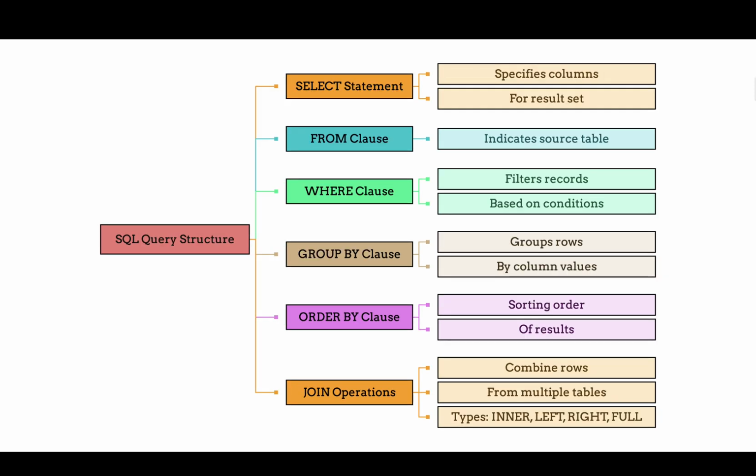SQL query structure. 1. Select statement, specifies the columns to be displayed in the query's result set. 2. From clause, indicates the table from which to retrieve data. 3. Where clause, used to filter records based on specified conditions. 4. Group by clause, groups rows that have the same values in specified columns into summary rows. 5. Order by clause, specifies the sorting order of the query results. 6. Join operations, used to combine rows from two or more tables based on a related column. Types include inner join, left join, right join, and full join.